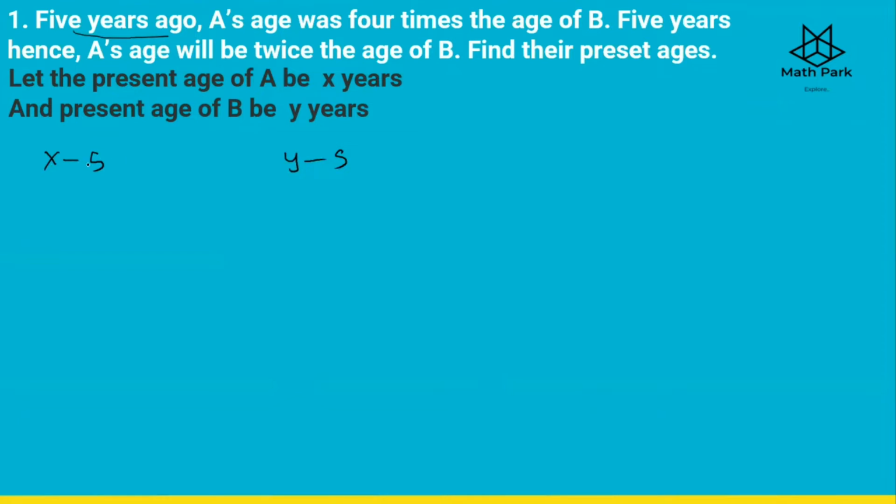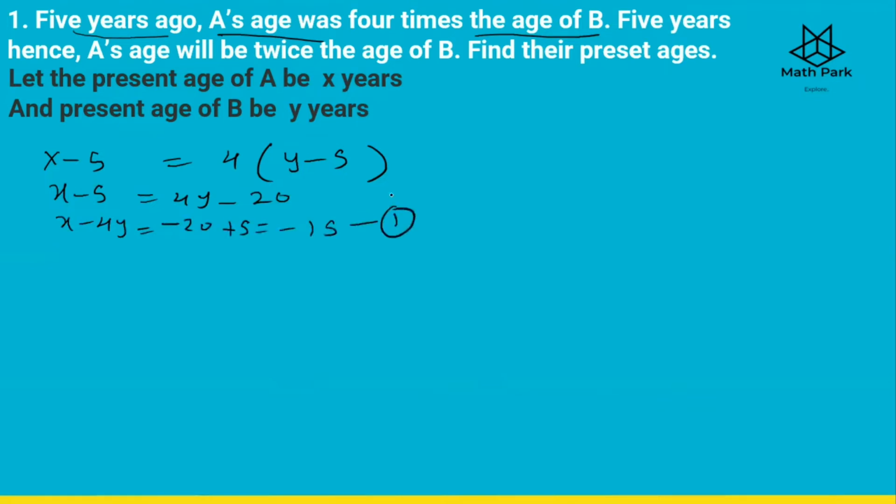5 years ago, first of all, we are subtracting the 5 years from their ages. A's age was 4 times the age of B. So X minus 5 is 4 times the age of B. This is how we frame this equation. Simplifying, we get X minus 5 is equal to 4Y minus 20. Bringing 4Y here, X minus 4Y is equal to minus 20 plus 5, which is minus 15. This is our equation number 1.